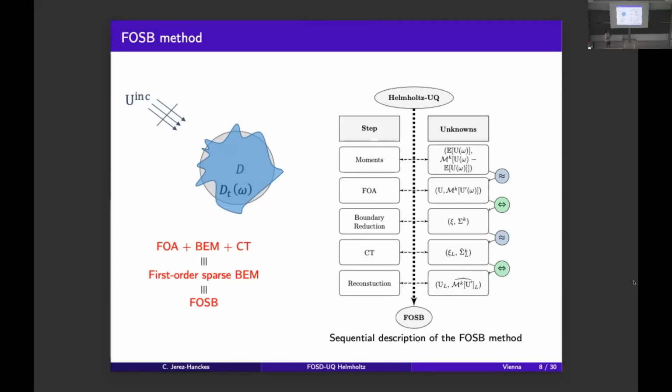So we're dealing with Helmholtz UQ. You have the moments of the volume quantity. You do a first order analysis where you will end up with the shape derivatives. Then you do a boundary reduction of this problem so that you end up solving boundary integral equations. You solve them numerically, and you want to avoid dealing with the curse of dimensionality. And so you use this combination technique, and then you reconstruct the solution from the boundary unknowns that you found using the integral representation, so that this is the whole scheme.